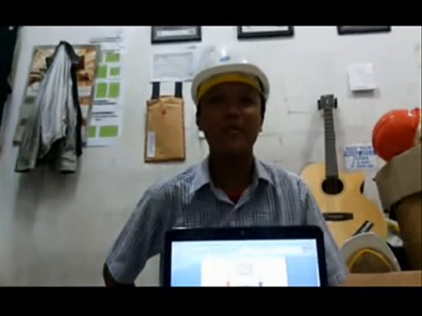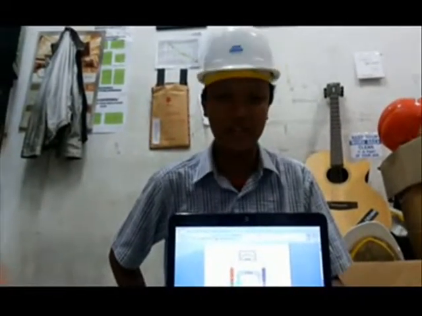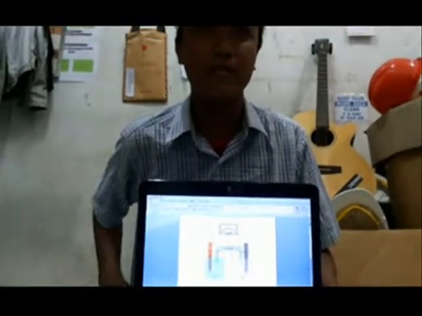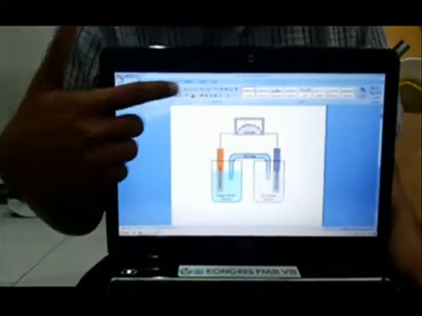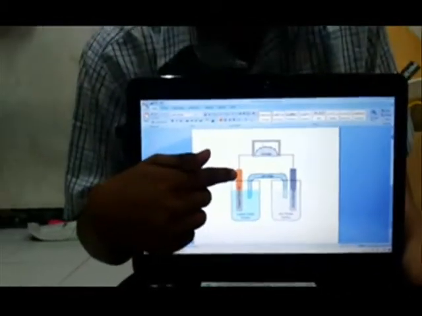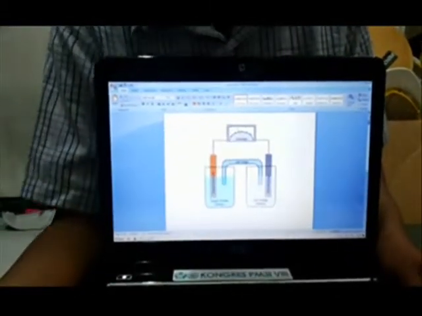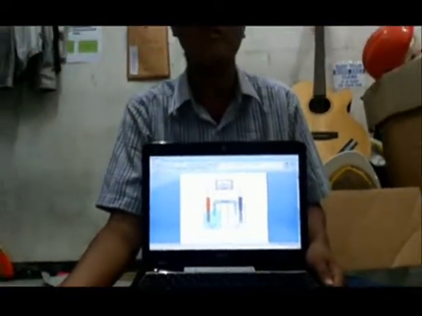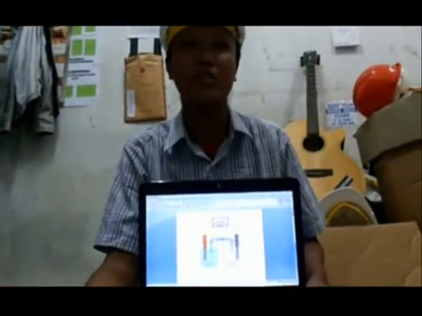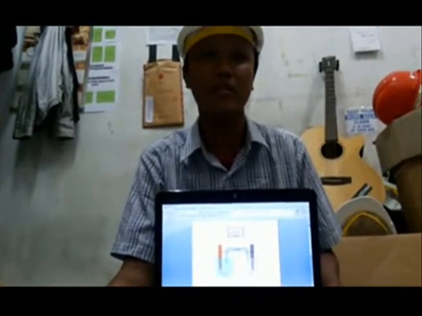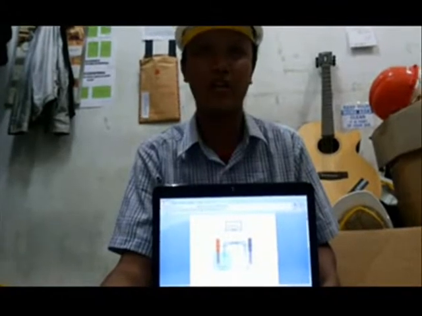Okay, next I will explain one of the series of galvanic cells. Next I will explain about the Daniell cell. As you can see in this picture, there is a voltmeter, salt bridge, copper electrode, and zinc electrode. The function of the voltmeter is to determine the magnitude of the cell potential. Second is the salt bridge. The function of the salt bridge is to maintain the neutrality of electric charge in solution.